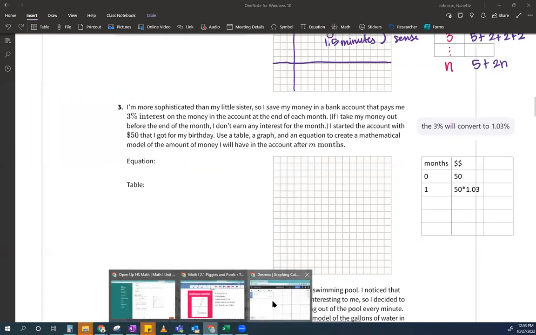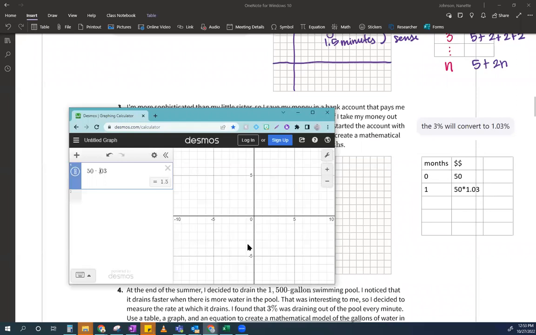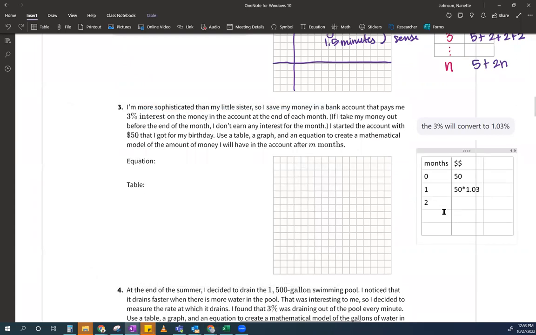So if I did that, what would it actually be? 50 times 1.03, $51.50. Do you see the 1.50 right there? It's the $1.50 plus your $50, right? And then you continue at month 2.